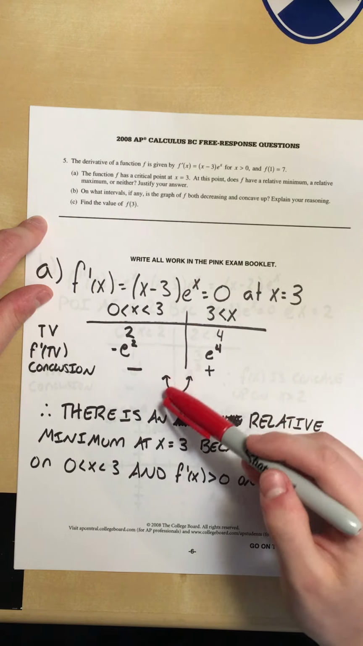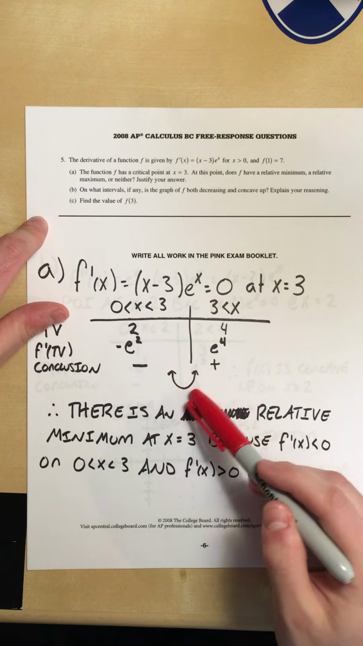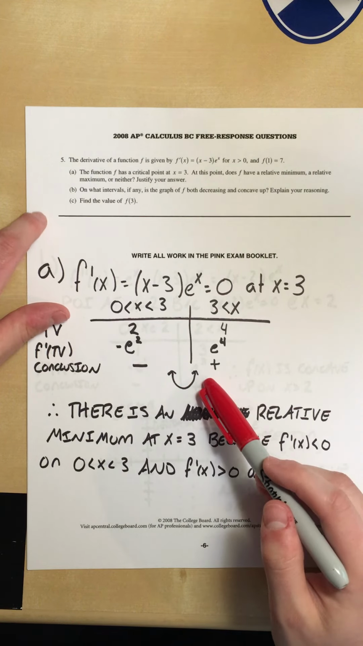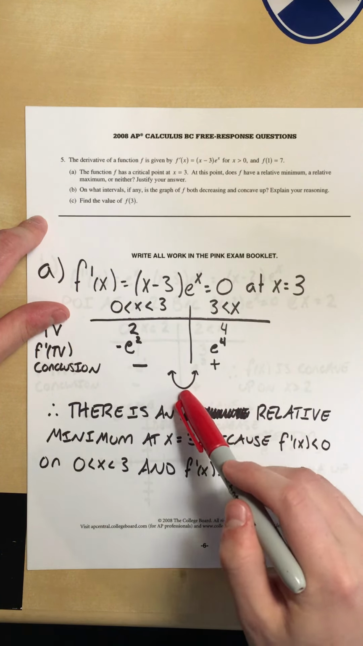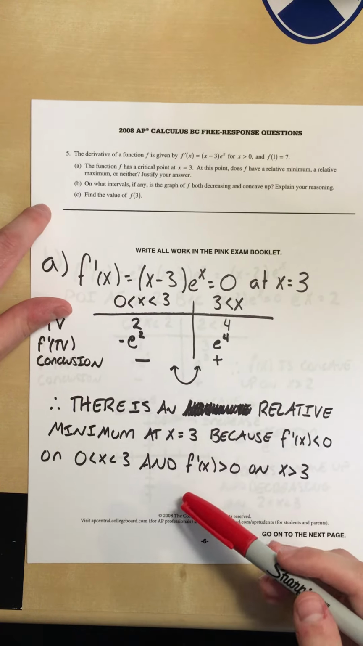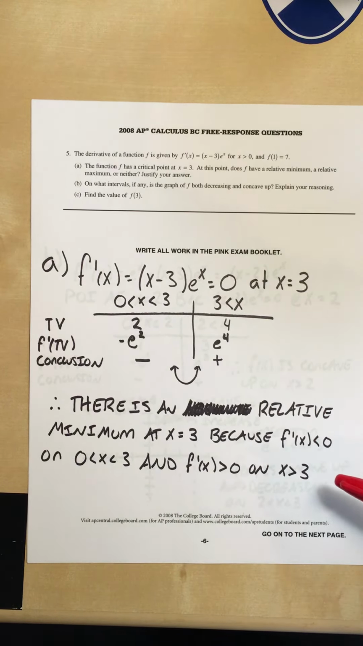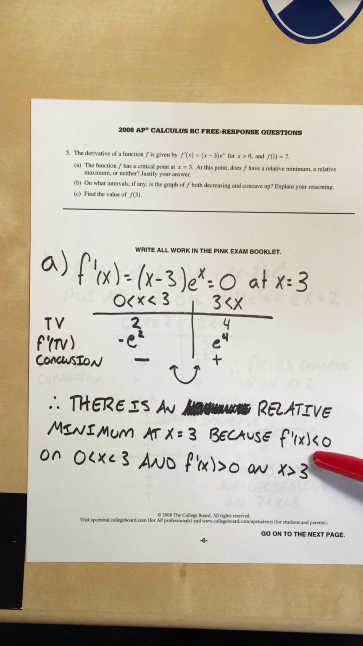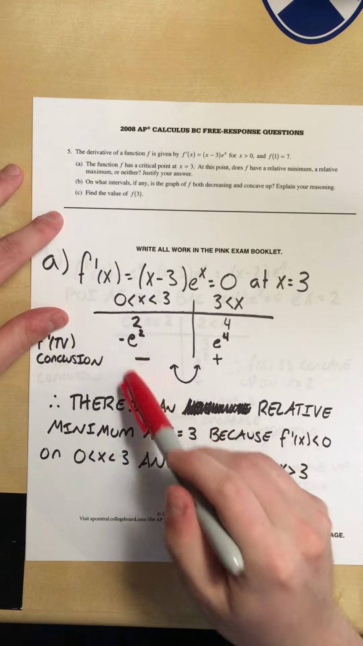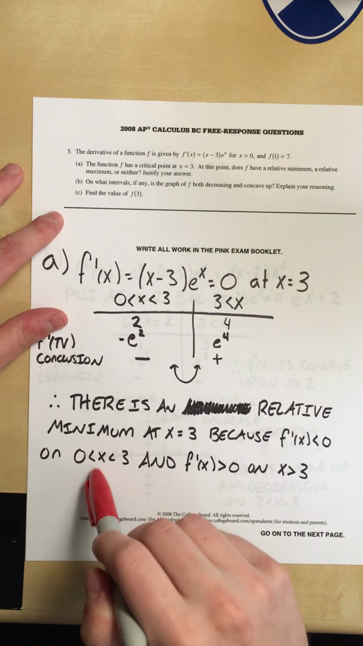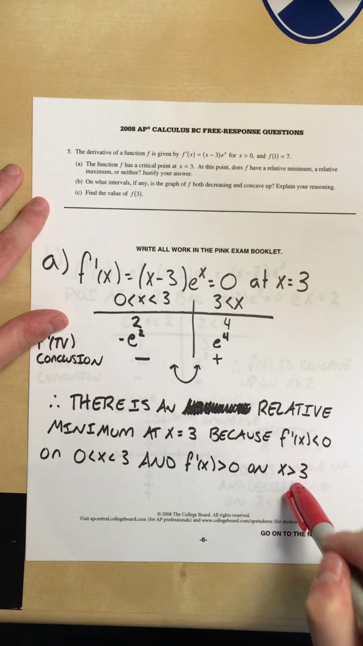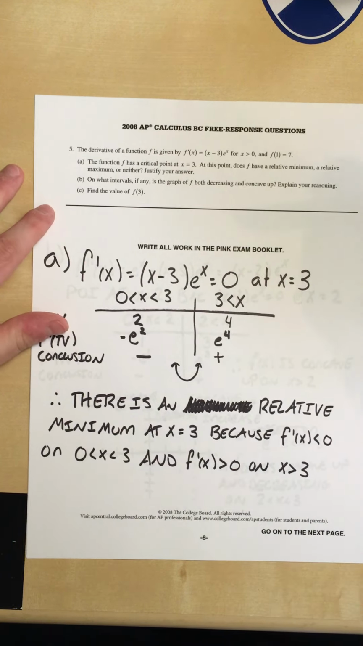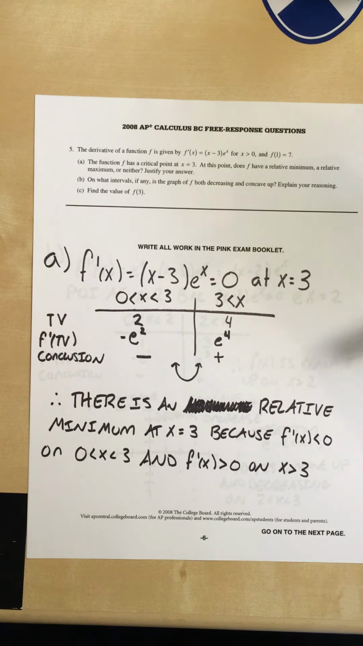So what this shows is that if this was a quadratic, you'd have something like this, a little parabola like this, where the slope is negative on this side and then positive on this side, showing that this would be a relative minimum. So in your justification, what you're going to want to write is something like this. There is a relative minimum at x equals 3 because f prime of x is less than 0, showing that it's negative, on 0 to 3, and f prime of x is greater than 0 when x is greater than 3. This gives a very clear explanation of what you're trying to show and will get you the full points.